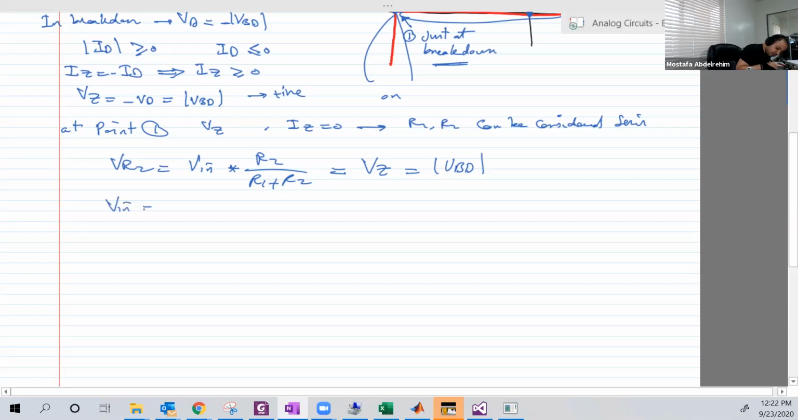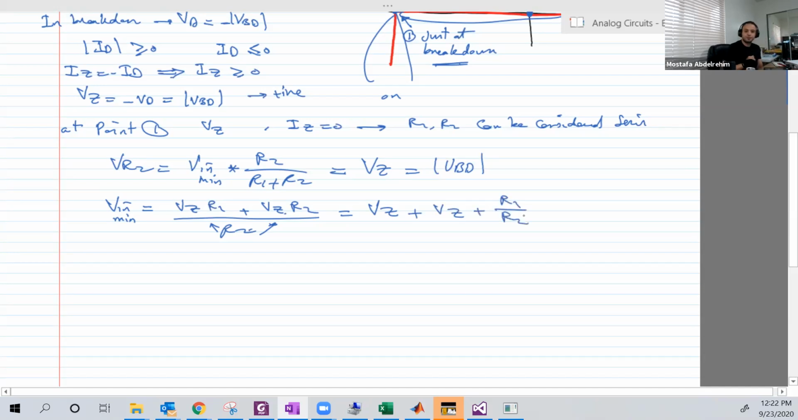So Vin is equal to Vin minimum, I'm sorry, the minimum input required to turn the Zener into breakdown, equal to (VZ R1 plus VZ R2) over R2, equal to VZ, if we distribute, VZ plus VZ times R1 over R2.